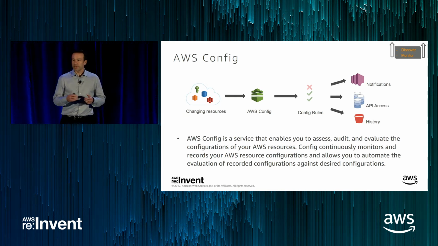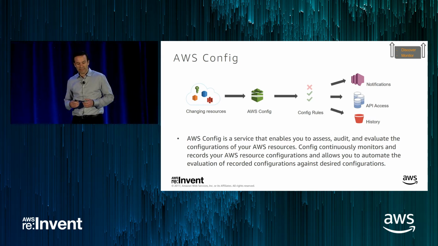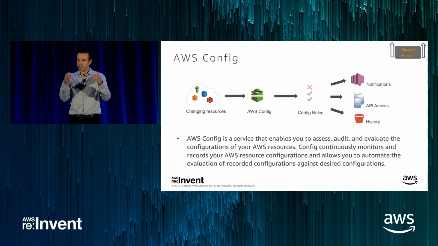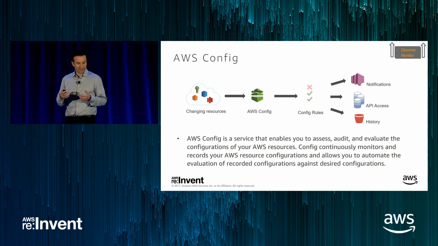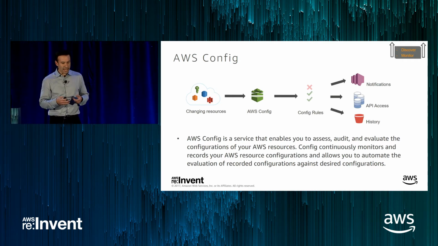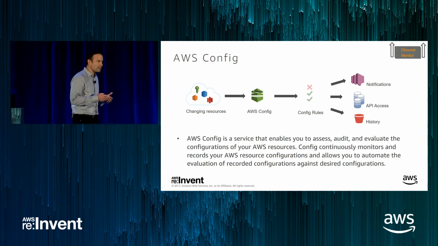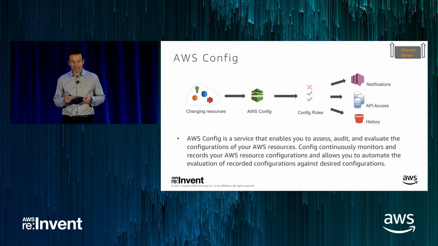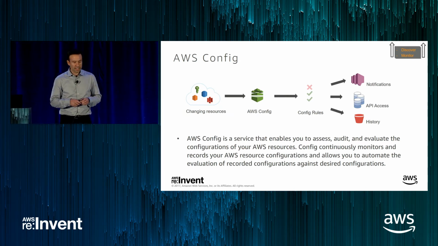So for those that haven't, or those that have, as a little bit of a refresher, config is a service that again, if you think of the definition of the policies, now we want to go into the discovery, right? The discovery and the monitoring. Config is a tool that helps us do that. It's a service that enables us to access, audit, and evaluate configurations of resources. And it does it by continuously monitoring and recording resources that show up within our AWS account.